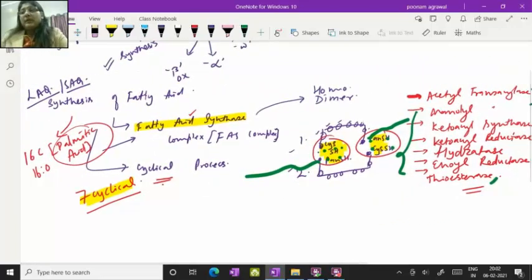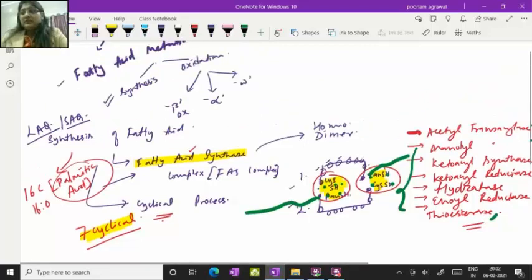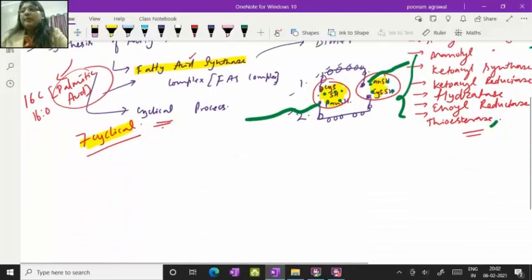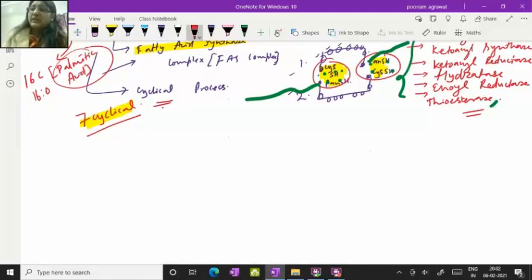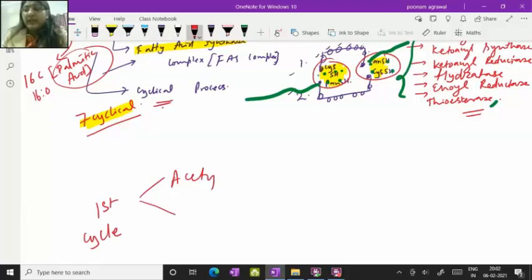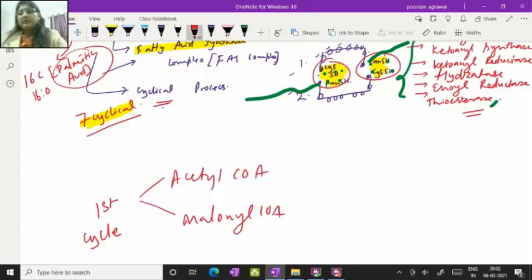But when we talk about the synthesis of fatty acid on this FAS complex, we need to know what precursor is required. As far as the precursor for fatty acid synthesis is concerned, whenever we talk about the first cycle, we have acetyl-CoA, and the second precursor is going to be malonyl-CoA. We need 2 such precursors to start the fatty acid synthesis. For the first cycle, we need these 2 precursors.